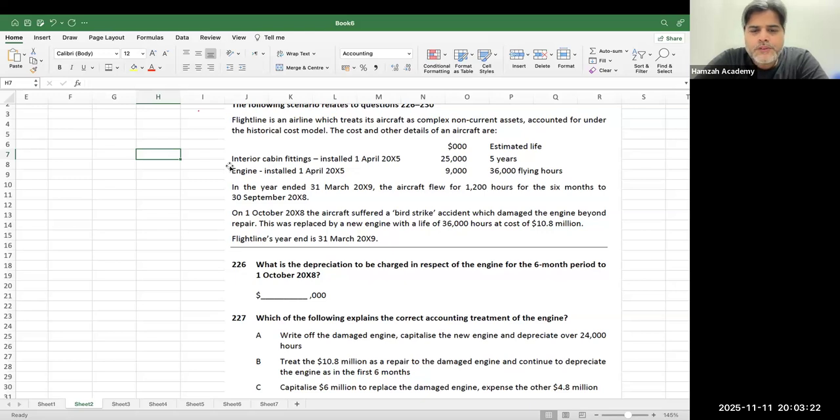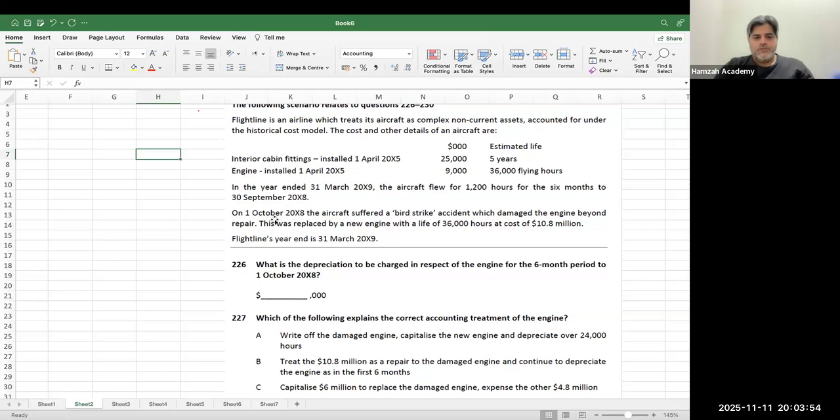20x8. On 1st October 20x8, the aircraft suffered a bird strike accident which damaged one of the engines beyond repair. This was replaced by a new engine with a life of 36,000 hours at a cost of 10.8 million. Flightline's year end is 31st March. So, what is the depreciation charge in respect of the engine for the 6 months period to 1st October 20x8?